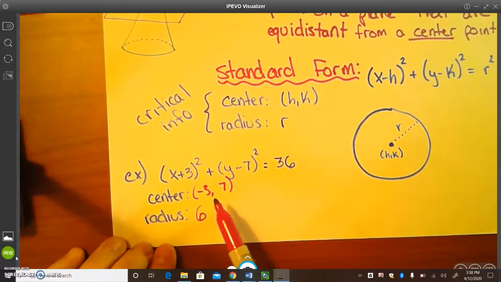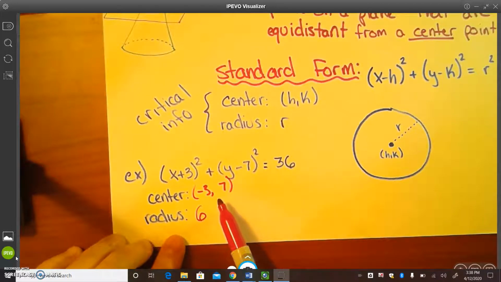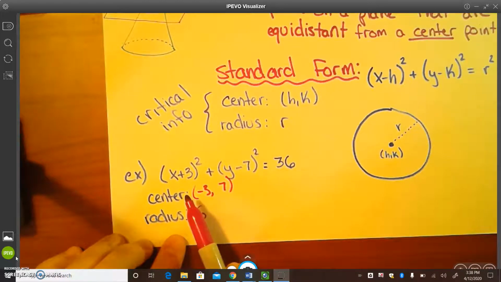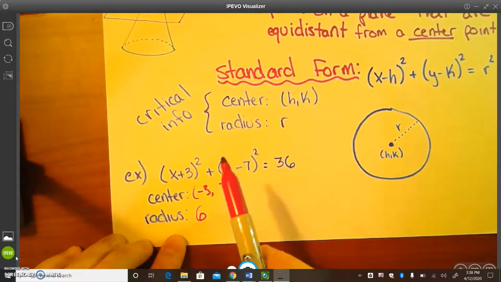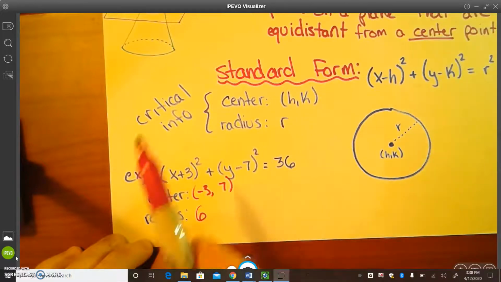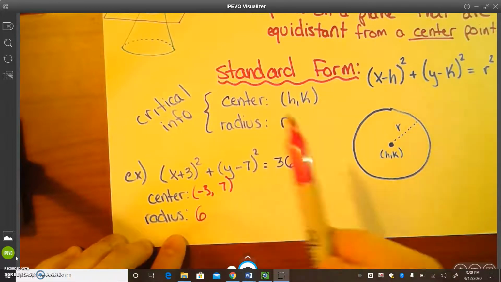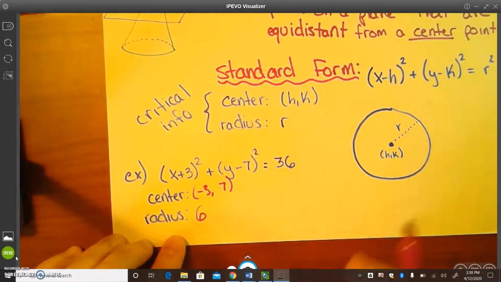Pretty straightforward. If I asked for graphing this, which is going to be hard to do via Google Form, you would simply locate this ordered pair, and I would go up 6 units, down 6 units, left 6 units, right 6 units from that point, and then you have 4 points that make a little box around it. Draw a circle that connects all 4 of those points.